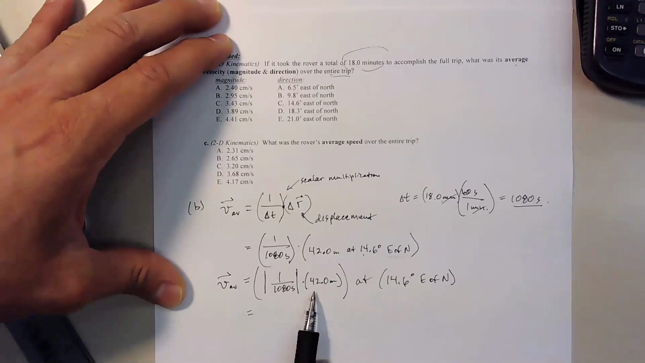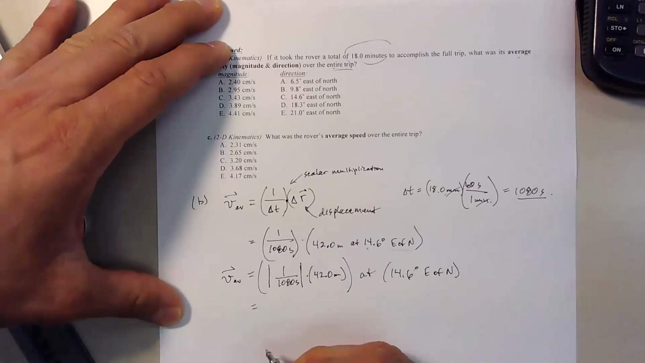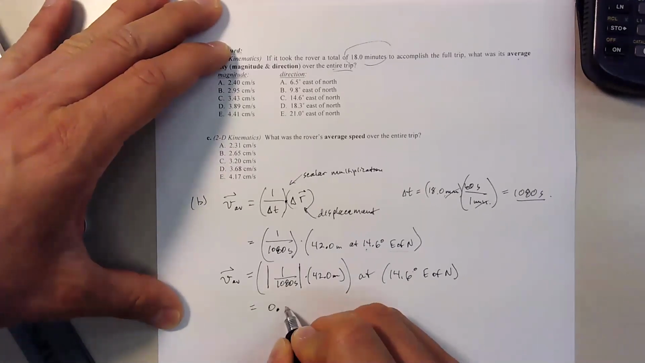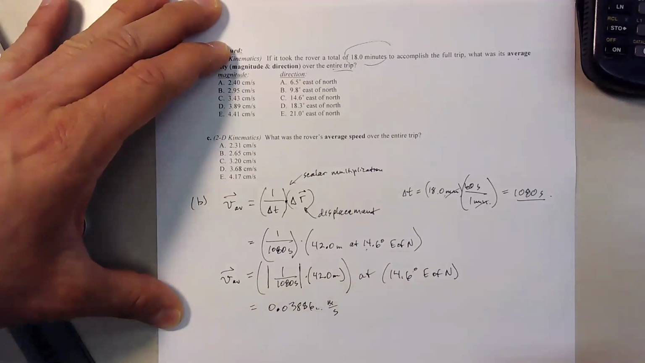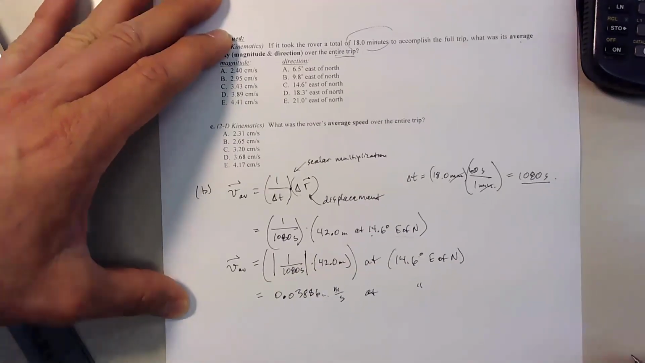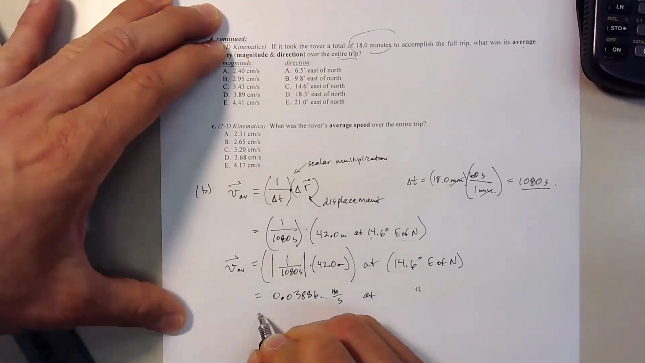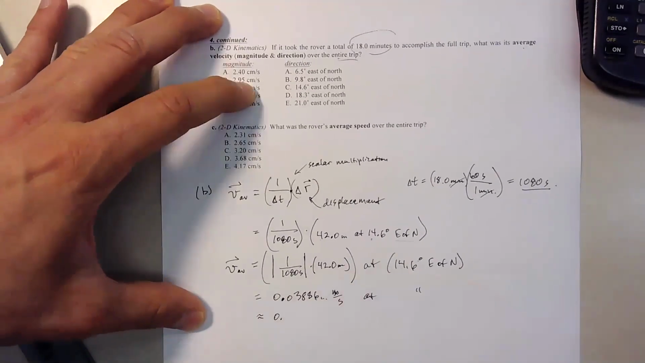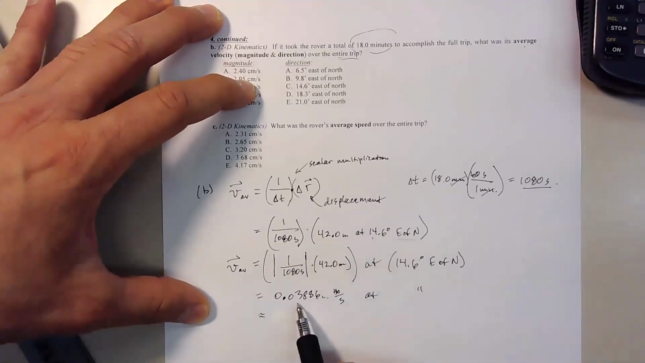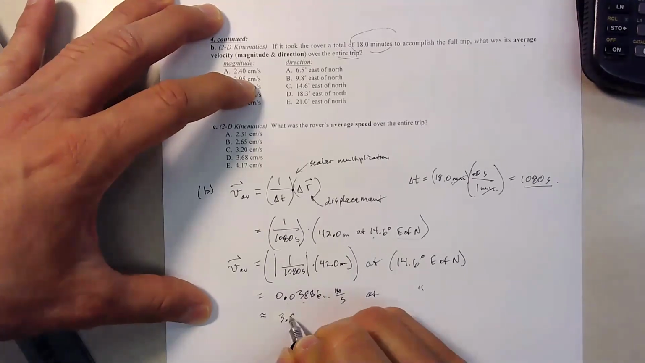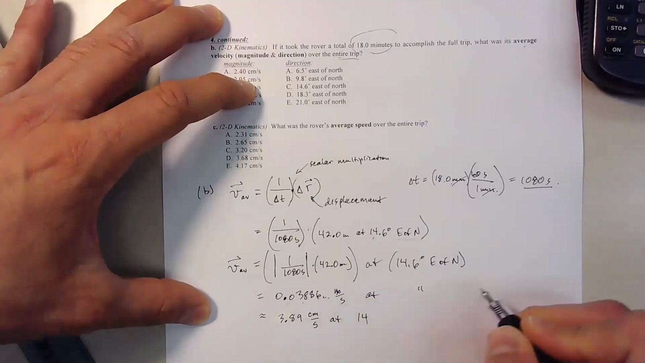So I asked my calculator, what's 1 over 1080 times 42? And the answer I get is 0.03886 meters per second. Okay, and the direction doesn't change. All my answer choices are in centimeters, and plus it's a 3 sig fig problem. So I'll quickly convert to centimeters by moving the decimal place 2 to the right. So it's 3.89 centimeters per second. And the direction is unchanged.